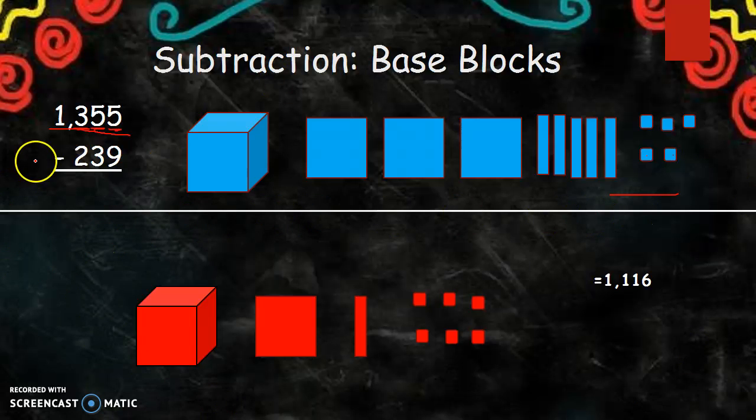Now, we're going to subtract 239. So first we will start working from the right to the left. And we can't really take 9 from 5. So what we have to do is we have to regroup. And we have to borrow 10 from our 5 over here, which will make this a 4. And this a 15.